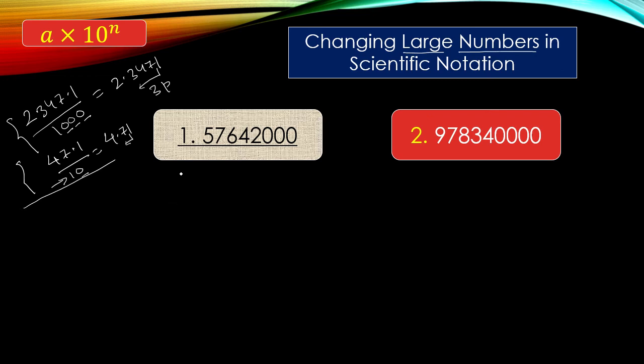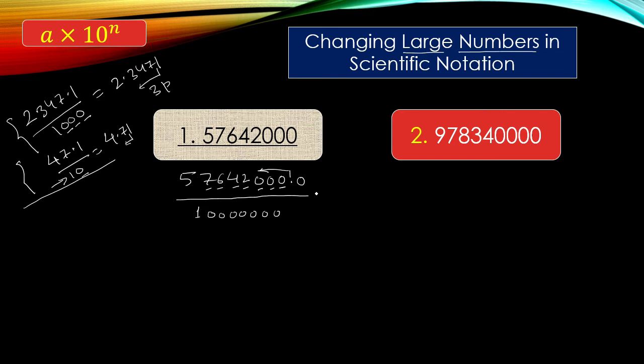So let's start. First example is 57642 with 3 zeros. So the real format of the number should be with a decimal and 0. Now our task is to shift the decimal towards the left side. How many places? Let's count. 1, 2, 3, 4, 5, 6, 7. So we are interested to shift the decimal towards the left side 7 places. For that we have to divide the number by 1 with 7 zeros.